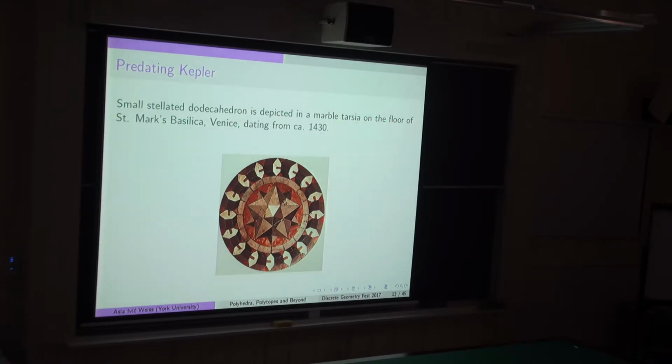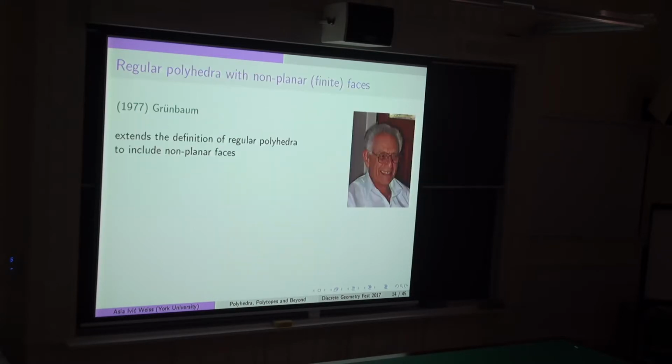However, the star polyhedra predate Kepler by a number of years, as can be seen here in a marble tarsia on the floor of St. Mark Basilica in Venice, and it's from the early 15th century.